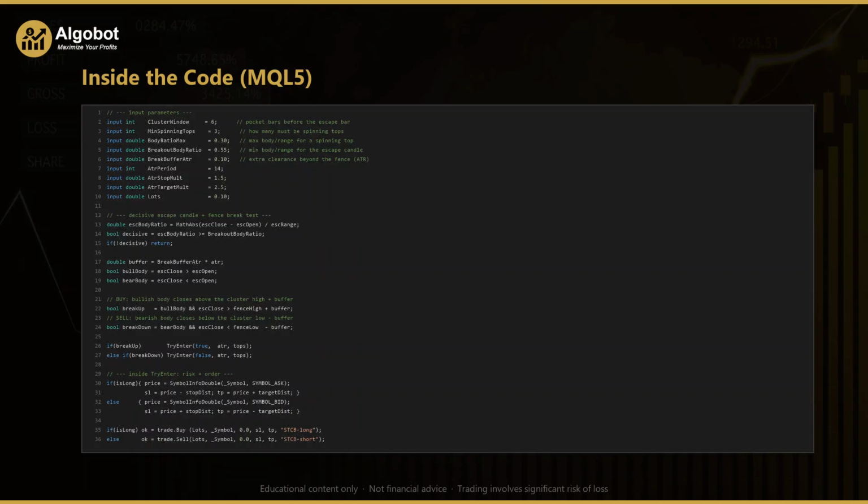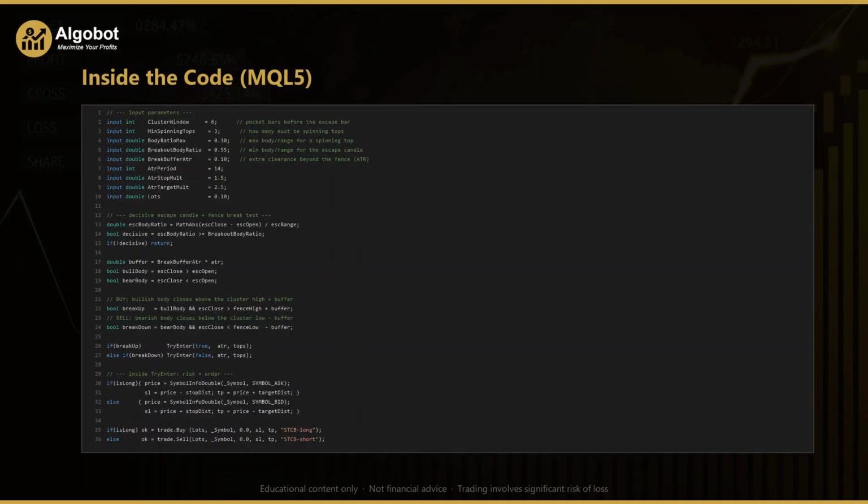Now look at the two signal conditions. Breakup is true when the candle has a bullish body and its close is above the fence high plus the buffer. Breakdown is true when the candle has a bearish body and its close is below the fence low minus the buffer. If breakup fires, the EA calls TryEnter for a long. If breakdown fires, it calls TryEnter for a short.